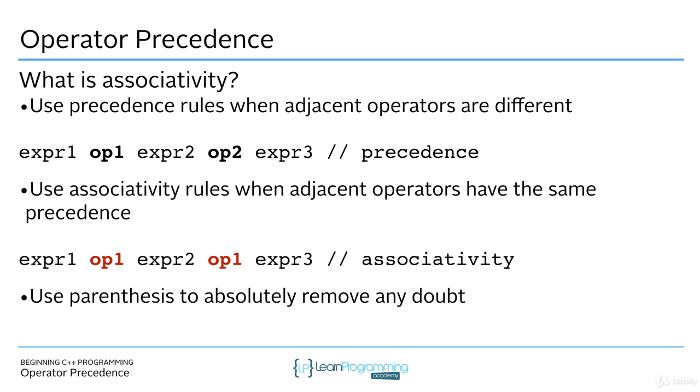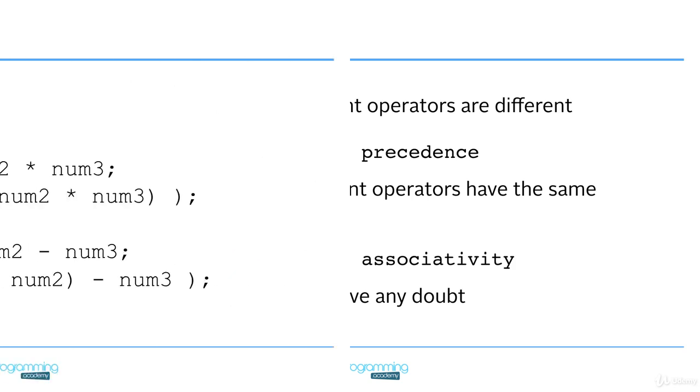In the second example, we have the same operator, op1, used adjacently. If op1 associates left to right, then we apply the operator to expression 1 and expression 2 first. If op1 associates right to left, then we apply the operator to expression 2 and expression 3 first. Of course, you can always use parentheses to remove any doubt and be sure that your result is what you expect. Using parentheses is good practice with complex expressions. Let's see a couple of simple examples.